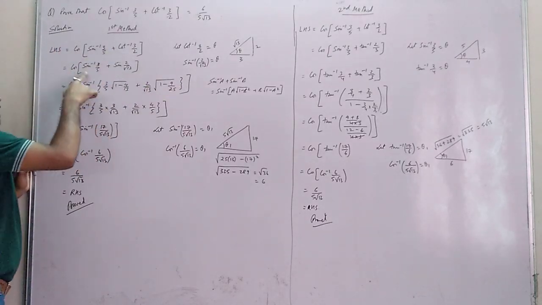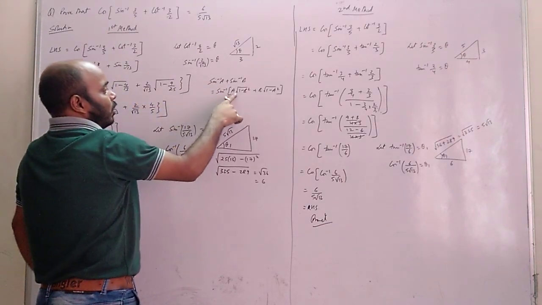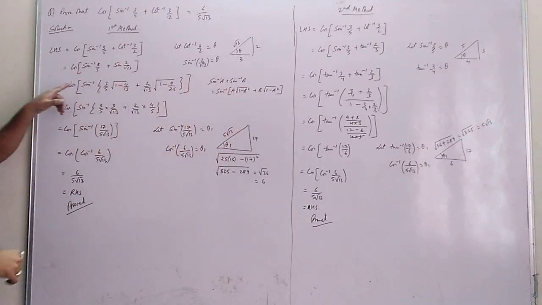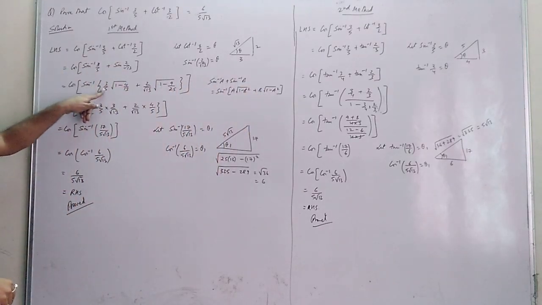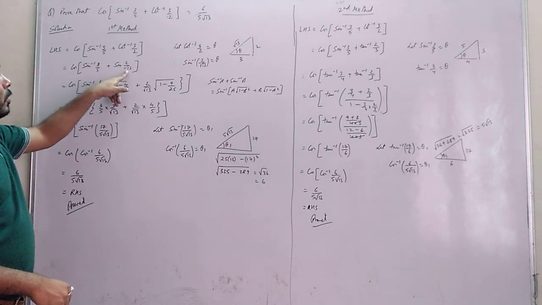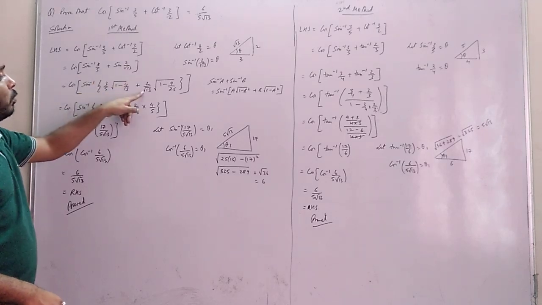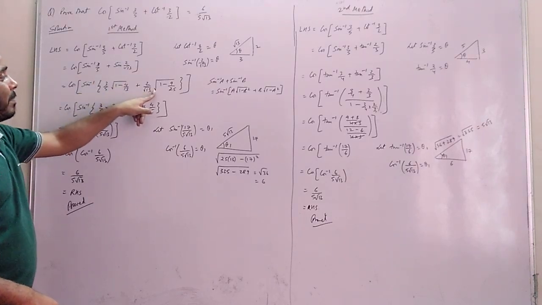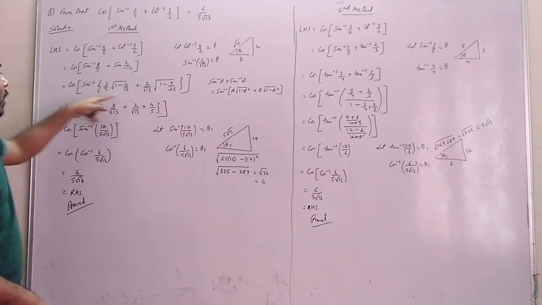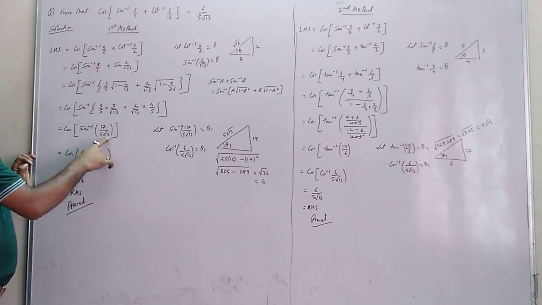Now we can apply the formula sin inverse A plus sin inverse B. What does the formula say? Sin inverse of A under root 1 minus B square plus B under root 1 minus A square. Apply the formula: A is 3 by 5, under root 1 minus B square, B square is 4 by 13, plus B, 2 by root 13, into under root 1 minus A square, 1 minus 9 by 25. Solve it. After solving you get sin inverse 17 by 5 root 13.